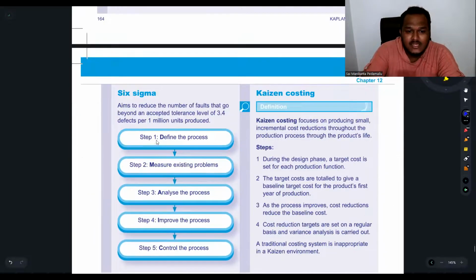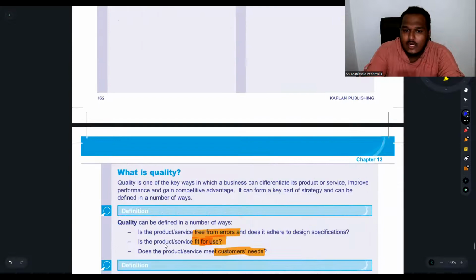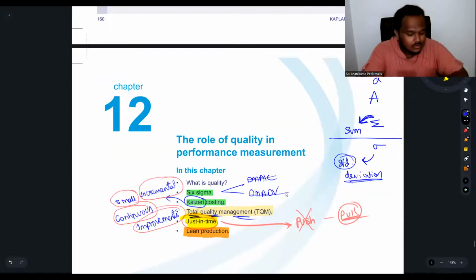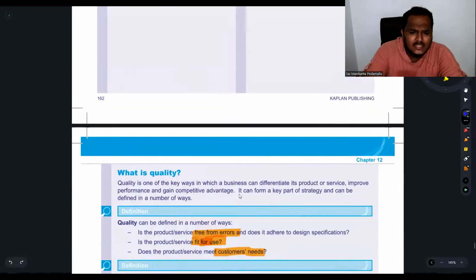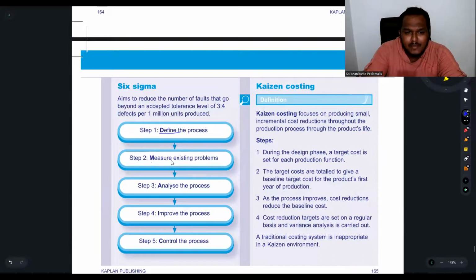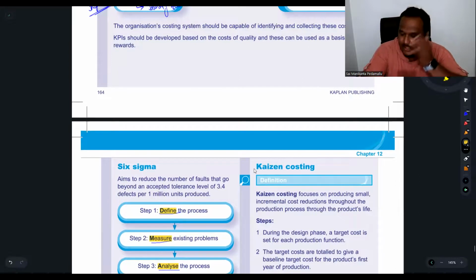So then you have Six Sigma DMAIC. I told you there are 2 Six Sigmas, right? There is DMAIC and DMADV. So only DMAIC is tested in your exams, it seems. Define, measure, analyze, improve, and control. Define the process, measure the existing problems, analyze the process, improve the process, control the revised process. So these are the Six Sigmas.